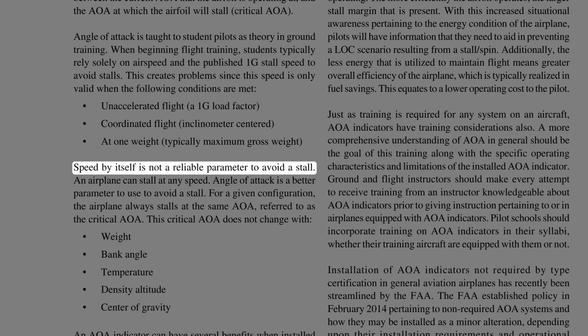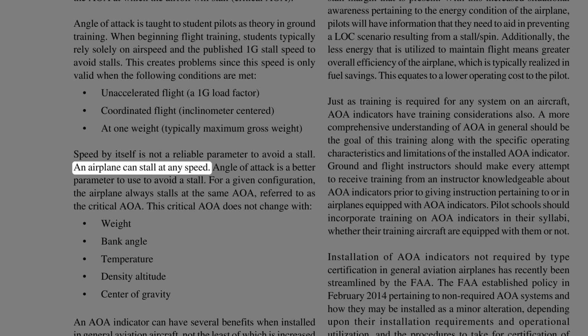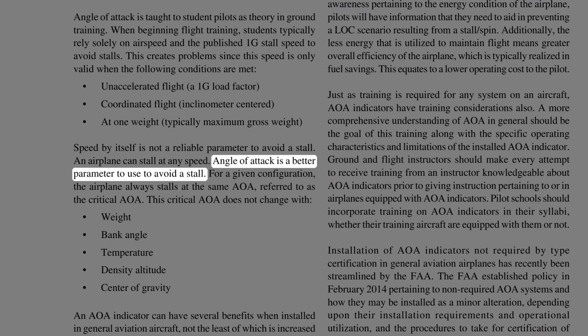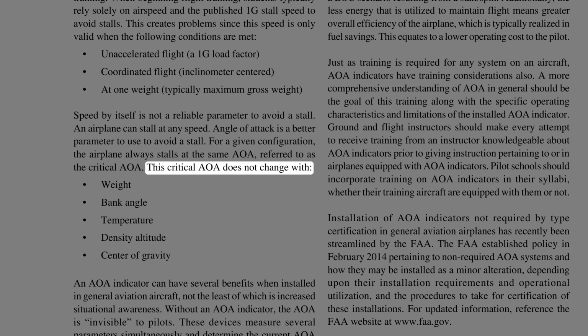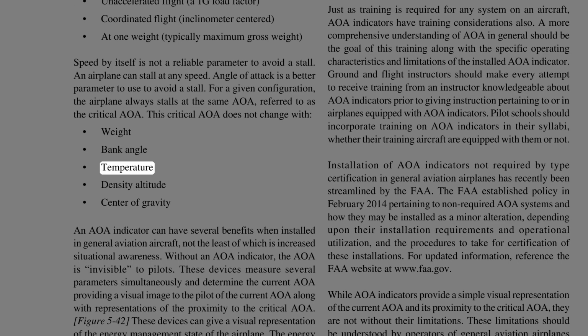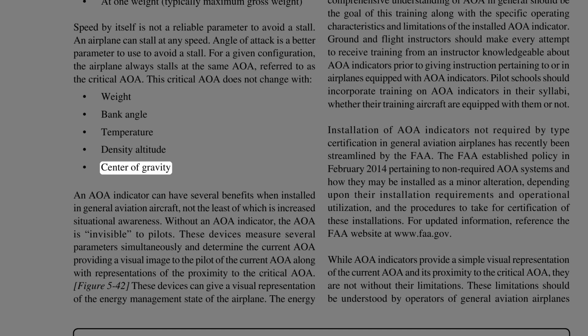Speed by itself is not a reliable parameter to avoid a stall. An airplane can stall at any speed. Angle of attack is a better parameter to use to avoid a stall. For a given configuration, the airplane always stalls at the same AOA, referred to as the critical AOA. This critical AOA does not change with weight, bank angle, temperature, density, altitude, or center of gravity.